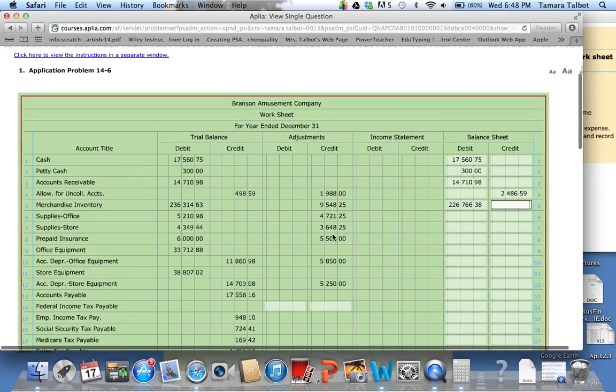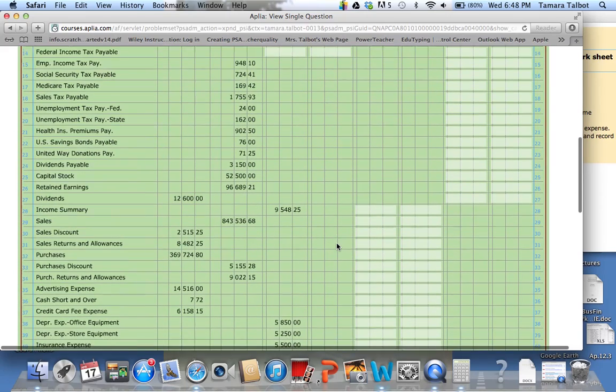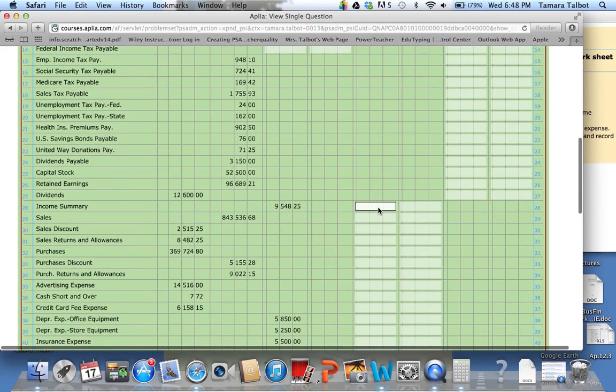Remember to subtract those three. These two are credits, so you will add. You'll add those two. Federal income tax payment we'll do in a minute. You get down to income summary, and you also move them over. Debit, you put as a debit. Credit, you put as a credit. 843, 536, 68.